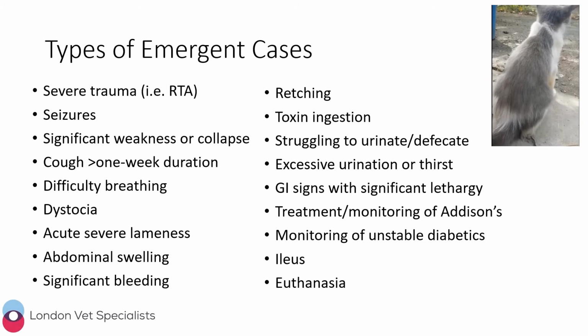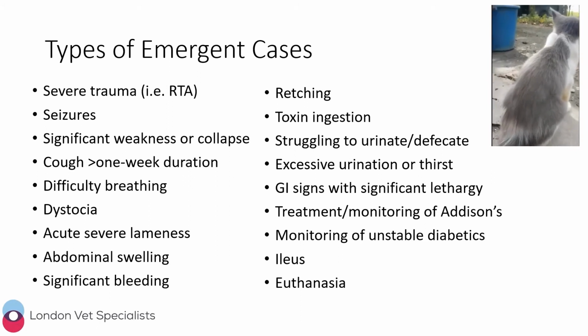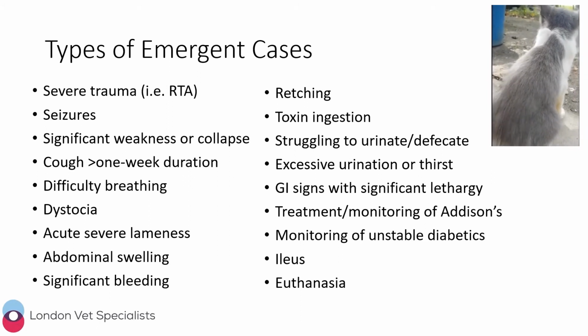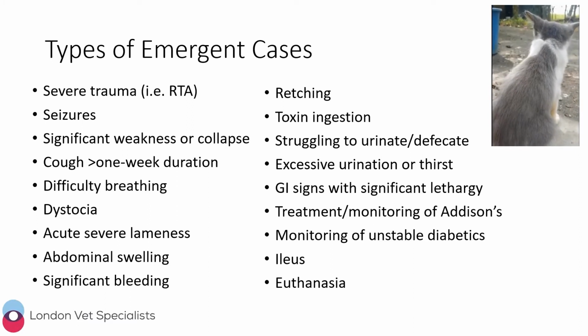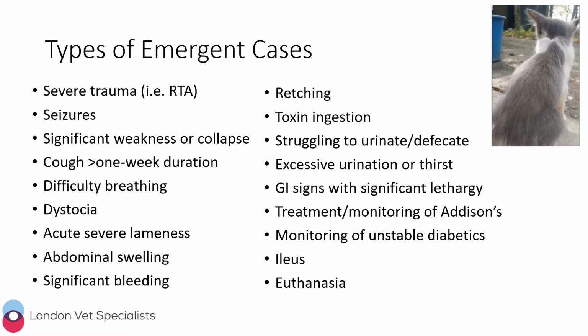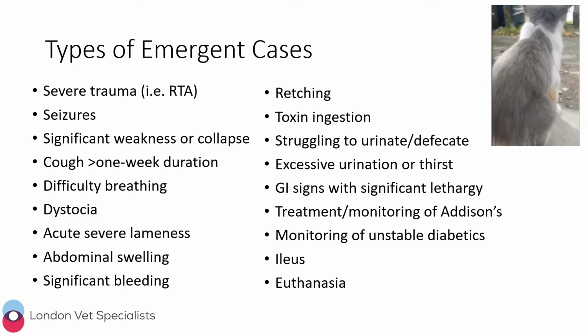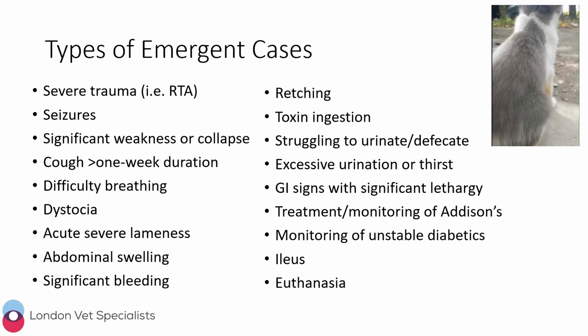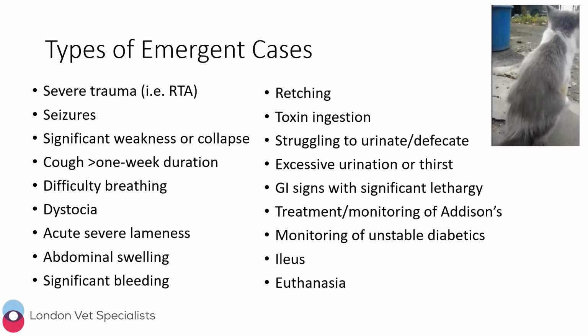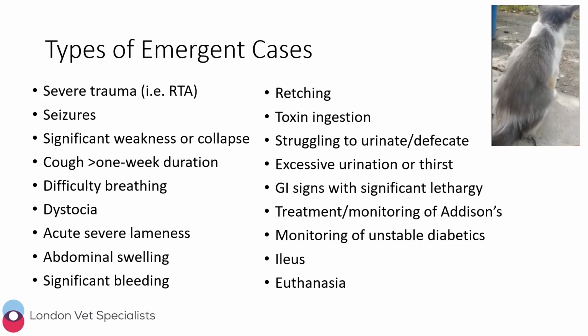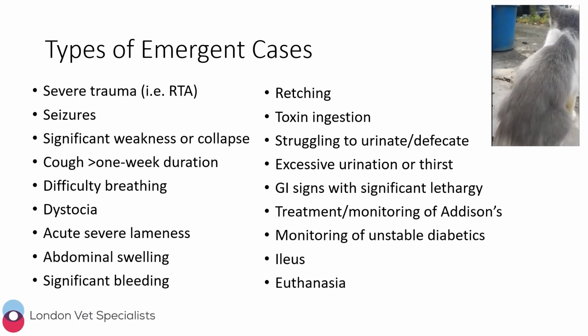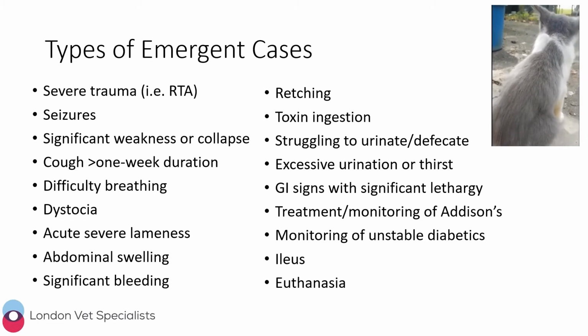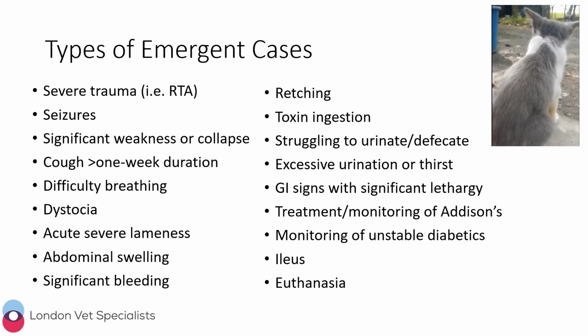Now, this here is a list of some of the types of emergent cases that we could see. Some of these are going to be pretty obvious: severe trauma, seizures. A good qualifier for the seizures are going to be the ones that are starting to approach the classification of cluster seizures or status epilepticus. A single one-time simple seizure, especially if it's a known history of seizures, I wouldn't say classifies as an immediate emergent case, but does kind of hit that urgent category.